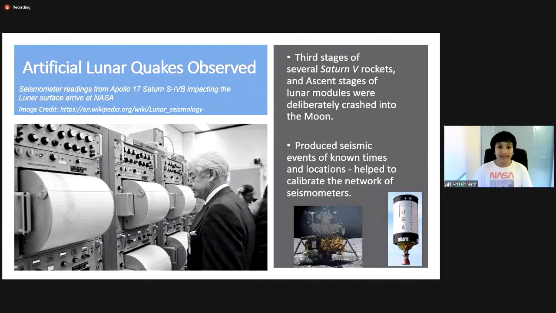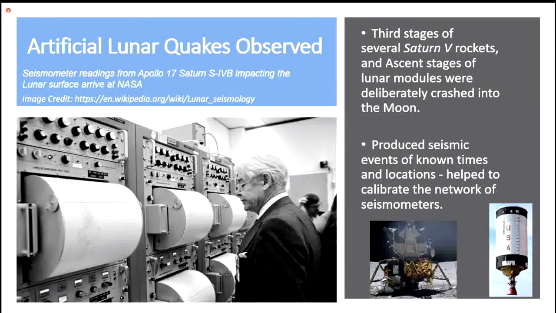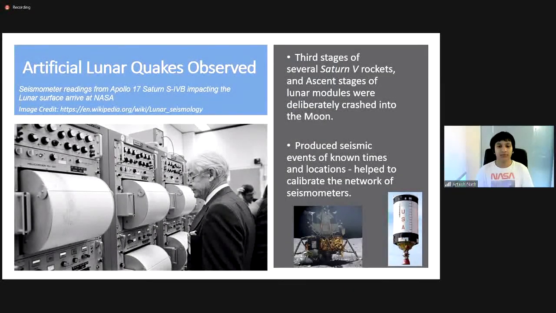And one thing really amazing about the seismometer network on the moon is that they even measured man-made seismic vibrations. How is this? Well, when the astronauts left the moon, they didn't need the ascent module anymore. So they decided to purposefully crash the ascent module onto the surface of the moon. And since they knew exactly where it was going to land and how much this ascent module weighs, they would be able to actually calibrate the seismometer network to make it more accurate.